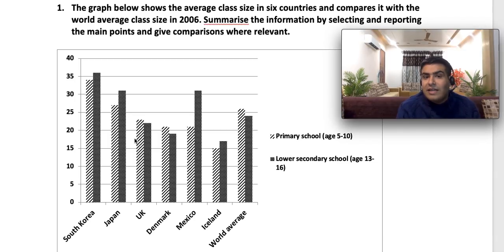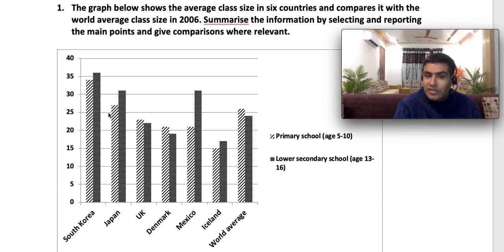Because if I don't do that, it will just come off as plain data, and I don't want to do that. I want to make it interesting to read. So how will I start? You can start by saying the primary school class size in South Korea was this. And what I'll write in the second line is, and the lower secondary school class size was slightly higher at 36 or 37. If you can see that, 34 and around 37. So now what I'll do is I'll say similarly for Japan, Mexico, and Iceland, the class size for primary school is slightly less than the lower secondary school, and then I'll give their data.